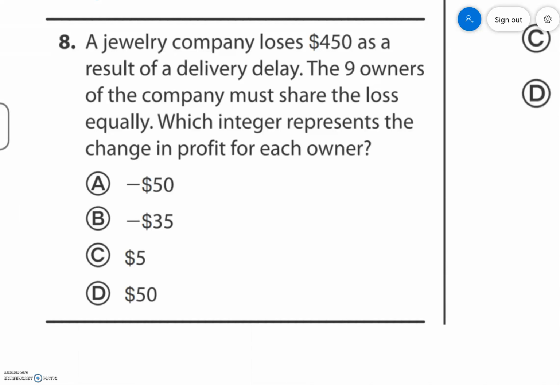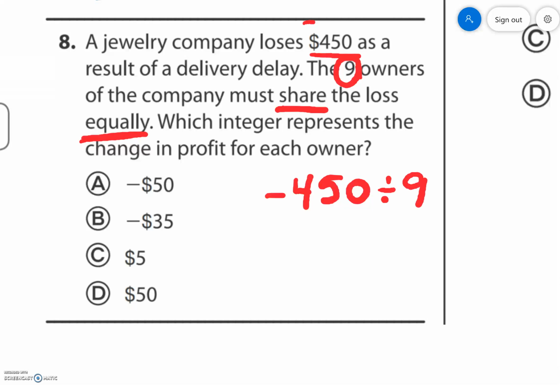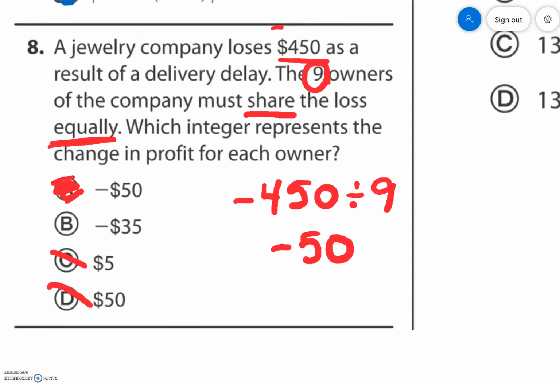A jewelry company loses $450, so that's going to be negative, as a result of a delivery delay. The 9 owners of the company must share the loss equally. Which integer represents the change in profit for each owner? So if they lose $450 and they have to share it equally, we're going to divide by 9. So we do 450 divided by 9, which gives us -50. We know it's going to be negative because it's a loss, so you can take C and D right off from the beginning.